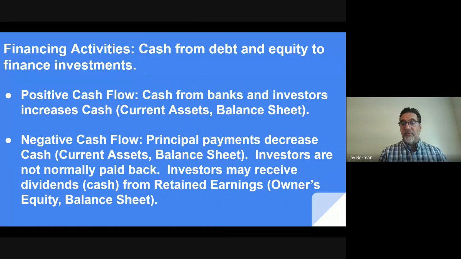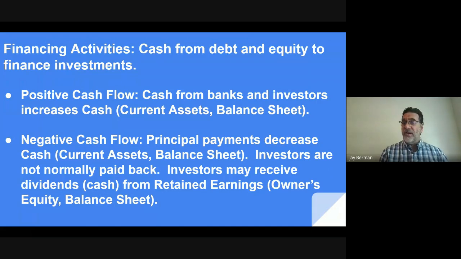And then the third part of this statement of cash flows is called financing activities. So that's debt, cash from debt and equity to finance investments. There are two ways you can finance investments, in other words, the purchasing of assets. You can either take out a loan, which is a debt, or you can raise money from investors. So you would have a positive cash flow because the money is coming from banks, in other words, proceeds from a loan, or from investors, which increases cash, which again is a current asset on your balance sheet.